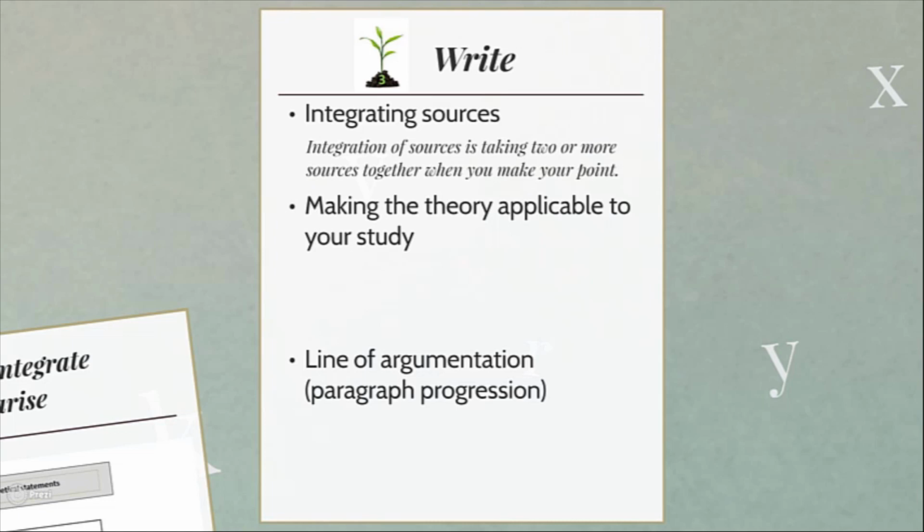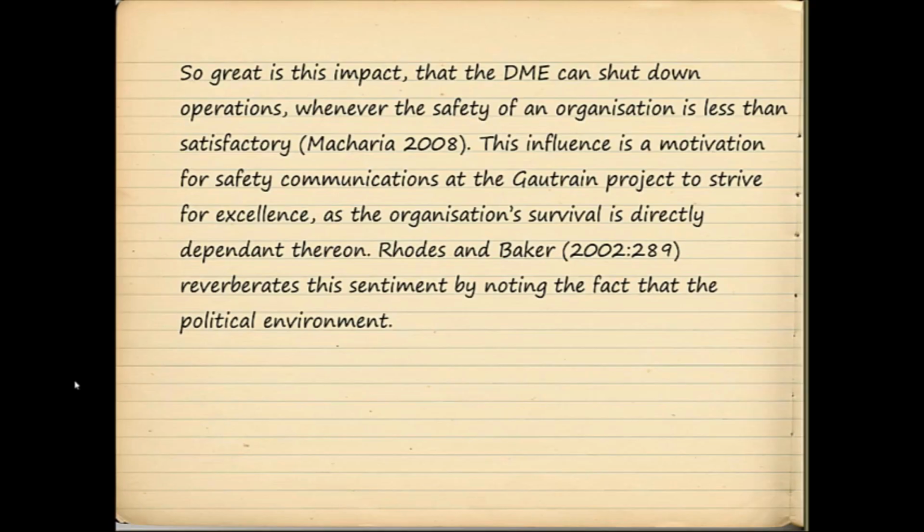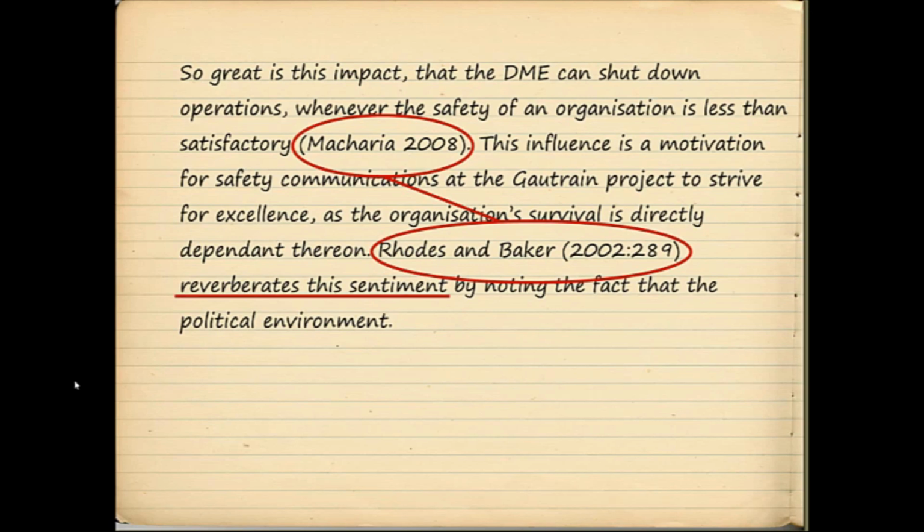Integration of sources is taking two or more sources together when you make your point or make your discussions in your literature review. Now, let's have a look at some examples. We have an integration of sources here because we have the first source and then the second source, and we link or integrate these sources through what we say. What we say here is that Rhodes and Barker reverberate the sentiment as displayed in Machiara. So that's one way to integrate sources.